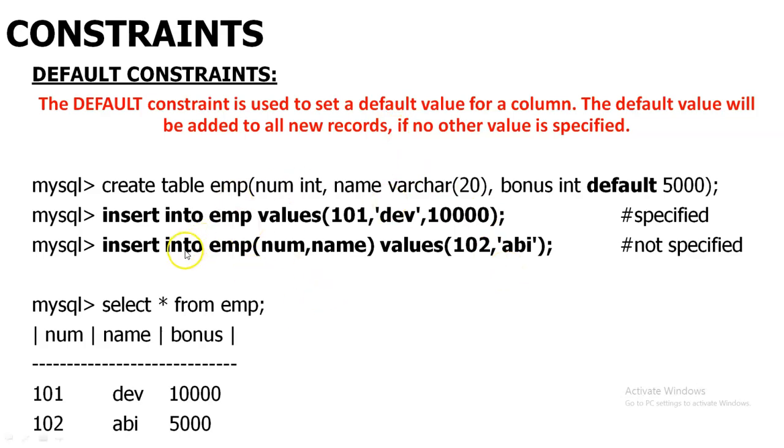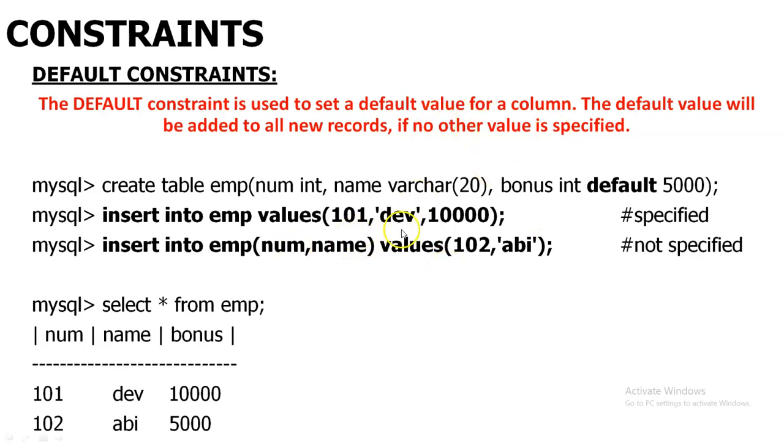For example, if you are taking the default value itself, you can see the second query. Insert into employee, number, name, values, 102 and Abhi. So in this case, the bonus attribute value is not specified. It means that the default value 5000 will be taken for the particular row. So this is your default constraint.